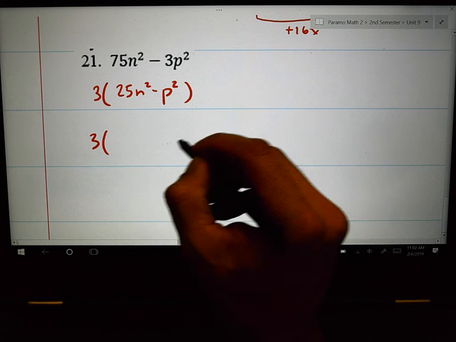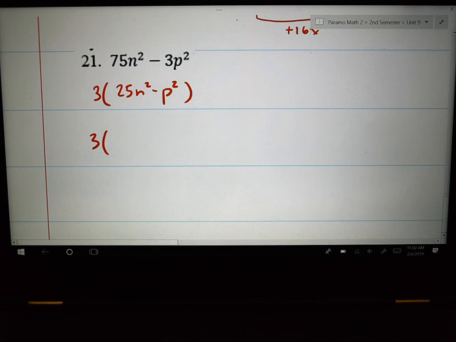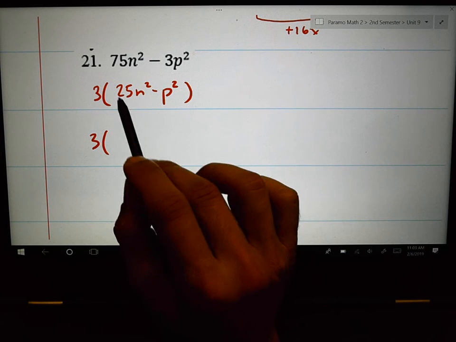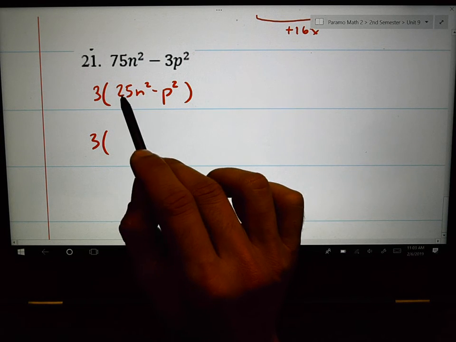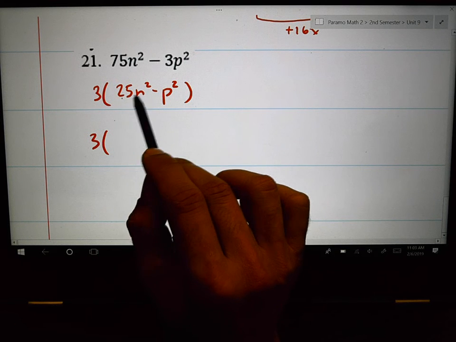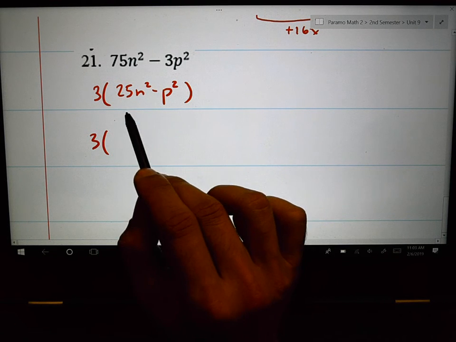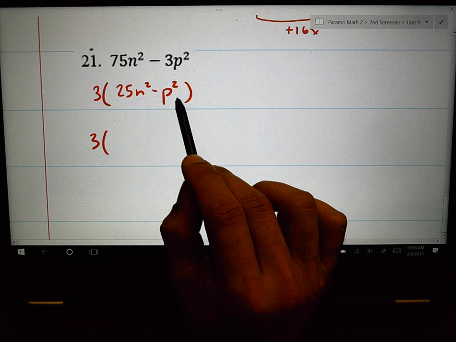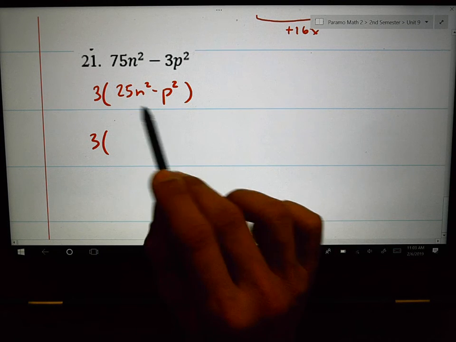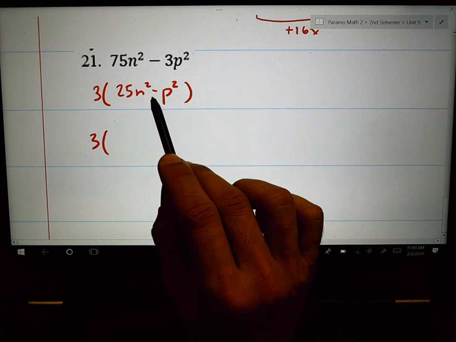And then they're going to see, do you remember how to factor the difference of squares? This is a perfect square. 5n times 5n is 25n squared. This is a perfect square. P times p is p squared. Perfect square, and a subtraction, difference of squares.